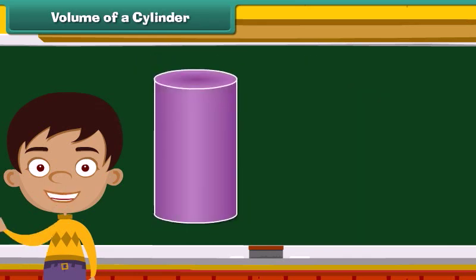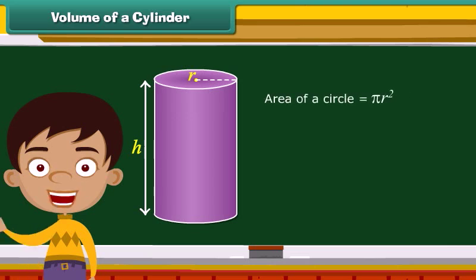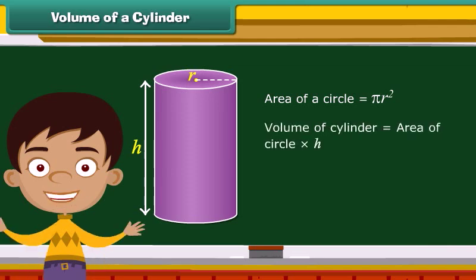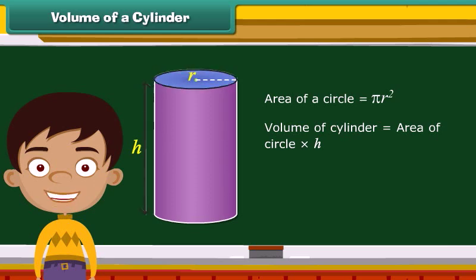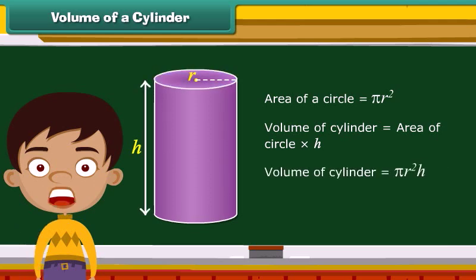A solid that has the shape of an ordinary tin can or a drum is a cylinder. The two bases of a cylinder are circular in shape. We know the area of a circle is equal to pi r squared. For calculating volume, we will multiply the area of a circle with the height. So, the volume of a cylinder is equal to pi r squared times h.